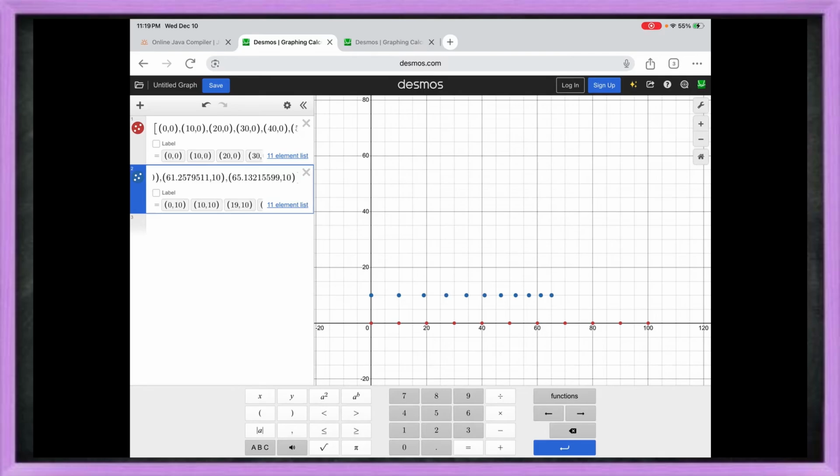If your particles are going 10 meters per second and the length of the fixed line is 100 meters, well, it would end up looking like this. So our blue points are the points on line A, the red points are the points on line B.